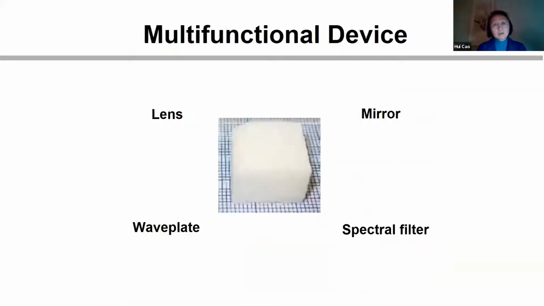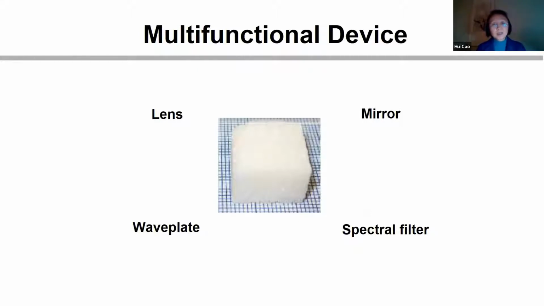But now I'll try to show you that if we use a disordered structure, the same structure can behave simultaneously as a lens, a mirror, a wave plate, and also a spectral filter. In other words, a disordered system, a single structure, can be a multifunctional device. Okay, so then I'll show you how that could be possible.